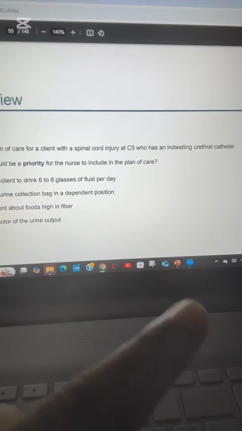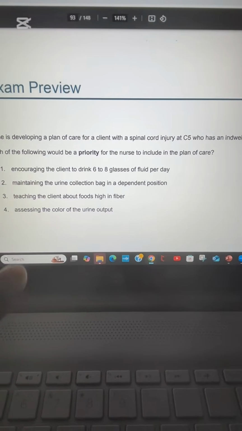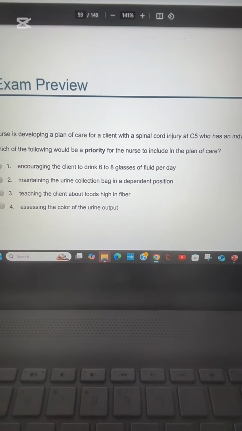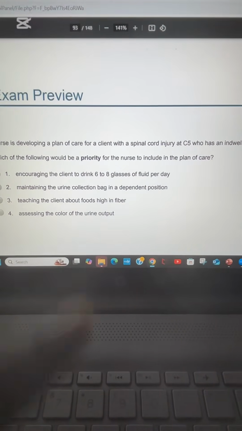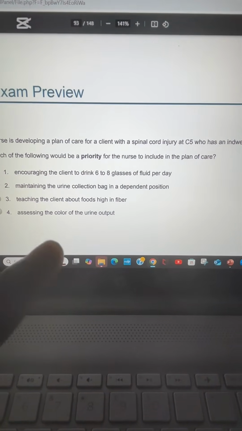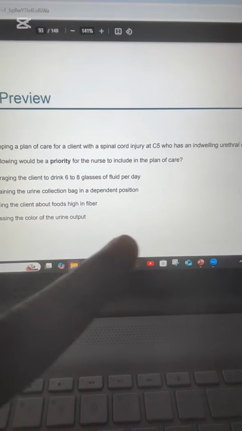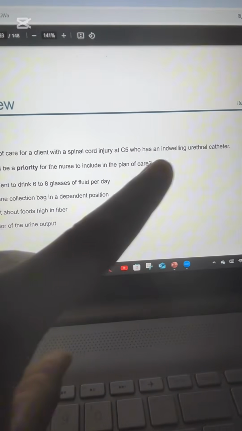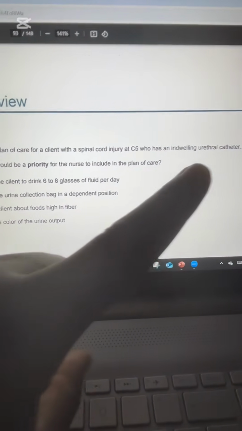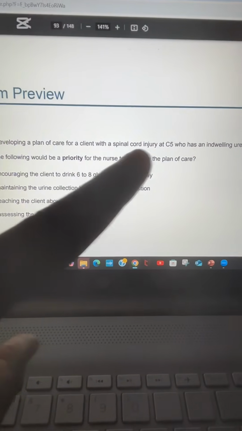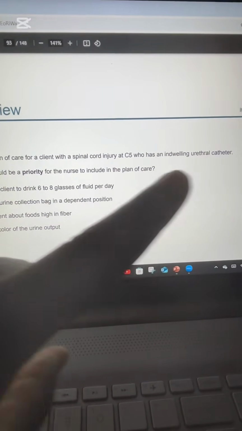Yes, for a urinary catheter, we want to encourage fluid. We want to maintain the urine collection bag in a dependent position. But we don't want to teach the client about foods high in fiber. We don't want to do that because that is not related to the indwelling catheter. That is related to spinal cord injury, but it is not related to the indwelling catheter.